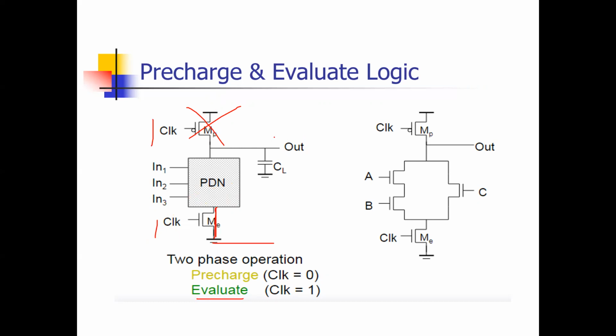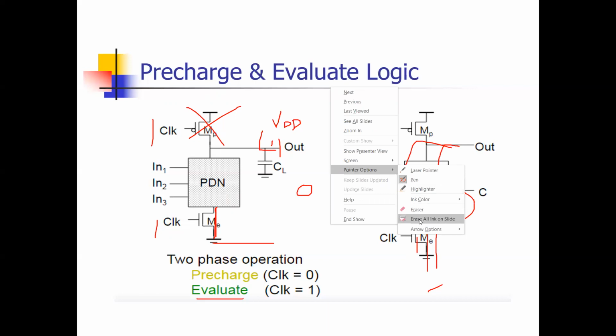Now the output was already charged. It was already VDD. In logic, it was already 1. Now, if it gets a path to discharge, then it will be 0. If it does not get a path to discharge, it will be 1. Suppose in this diagram, AB plus C. If A is 1 and B is 1, already 1 at clock 1, then it has the path to discharge, so after this it will be 0. Suppose C is 1, then also it has a path to discharge, so it will be 0. Otherwise, in all other conditions it will be 1 only.